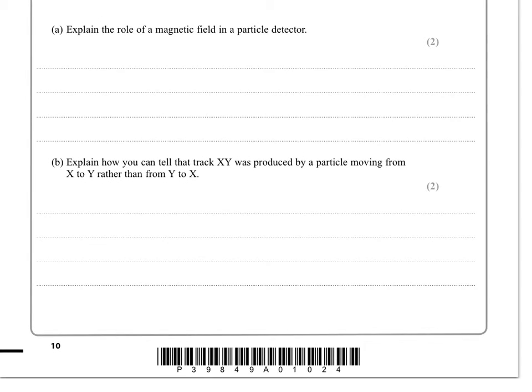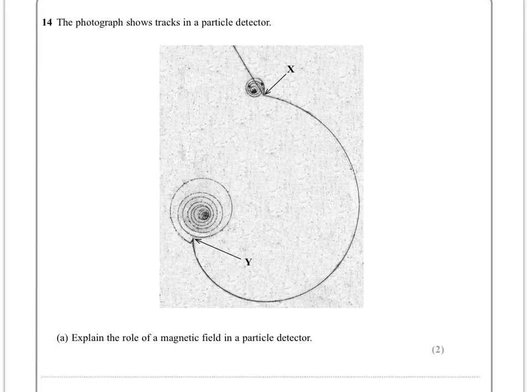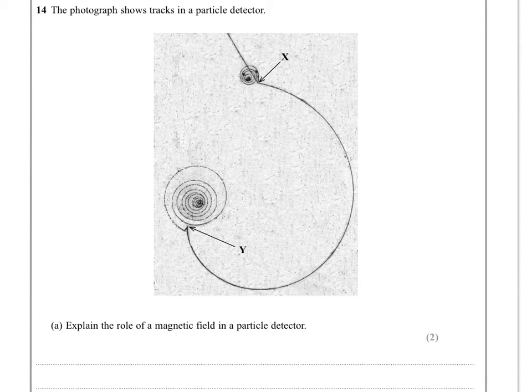Explain how you can tell the track XY was produced by a particle moving from X to Y rather than Y to X. Well, what we're noticing here is that the curvature is increasing. It's spiraling in from X to Y. So this is a more gentle curve, getting tighter. And the curvature relates to momentum. A tighter curve is a lower momentum, and a gentle curve is a higher momentum. So this is losing momentum, which is what we would expect if it was traveling this way.